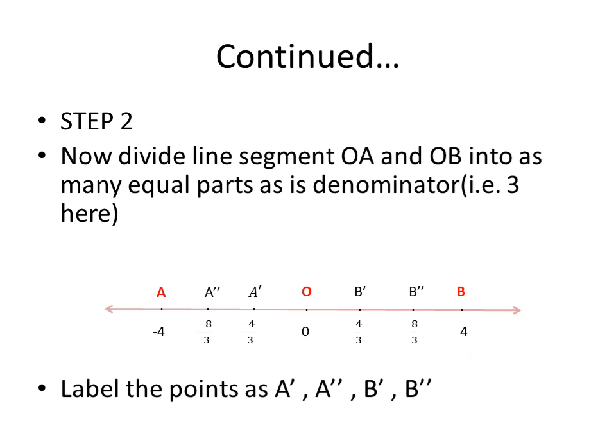Now in step 2, what we are going to do, we have to divide the line segments OA and OB into as many equal parts as is your denominator, that is 3 here. Next, denote the points as A dash, A double dash, B dash, B double dash respectively, and you will get A dash represents -4 by 3, B dash will represent 4 by 3, A double dash will represent -8 by 3, and B double dash will represent 8 by 3.